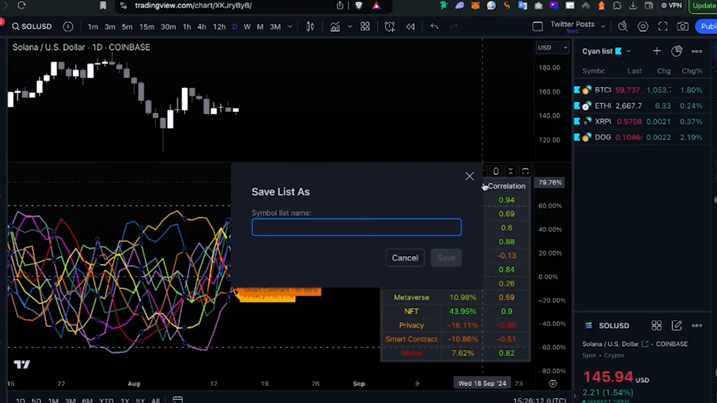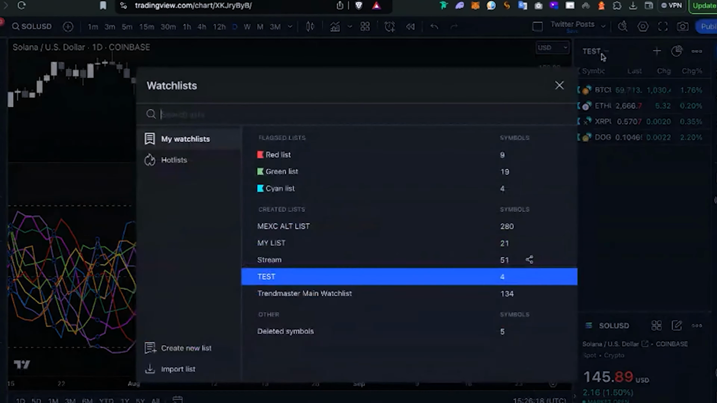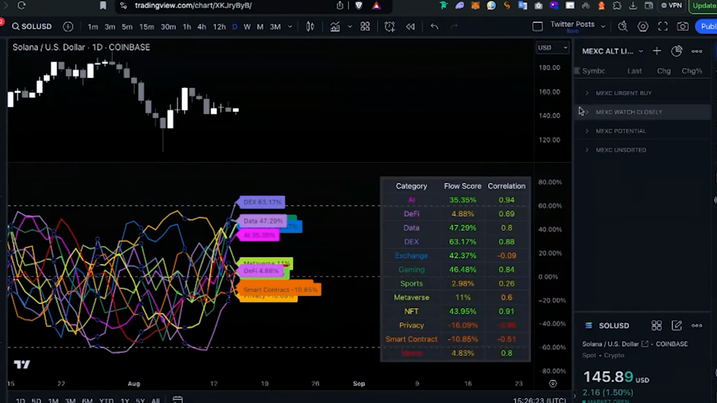So just say test. So now once you have this, you can make all of these categories, etc. within here. I won't do that just to save time, but essentially you can come into here with it already done. I'm not actively using this one right now because altcoins aren't moving, but when they do move, what I do is I move things from urgent buy down to watch closely, or up from potential to watch closely, up to urgent buy.